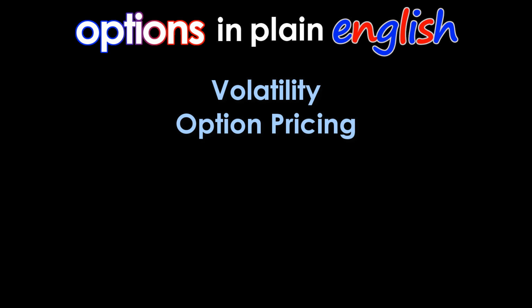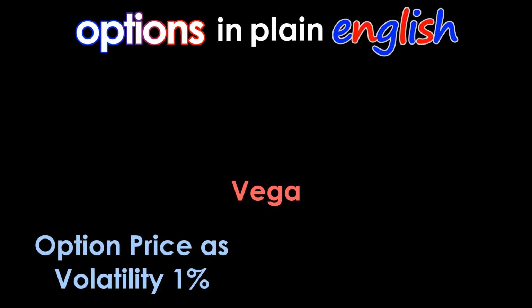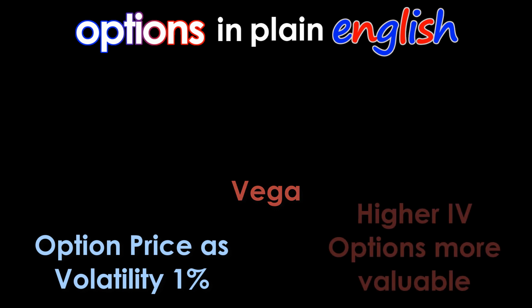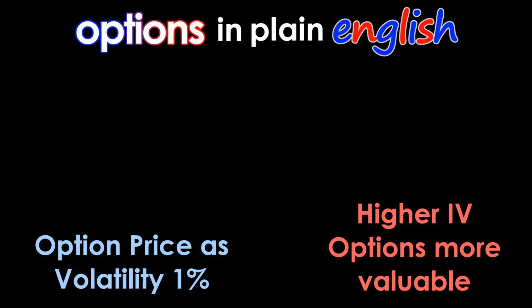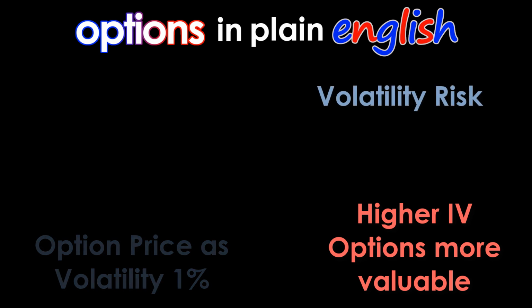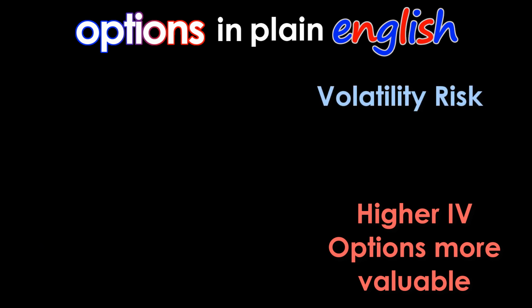Today we're going to talk about how volatility affects option pricing by looking at Vega, which measures how an option price changes as volatility increases by 1 percentage point. A higher implied volatility will make options, both calls and puts, more valuable. This is because a higher implied volatility makes larger price swings more probable, and this is reflected in options' higher premiums. Volatility risk is a real risk that is unfortunately overlooked or misunderstood by many traders.